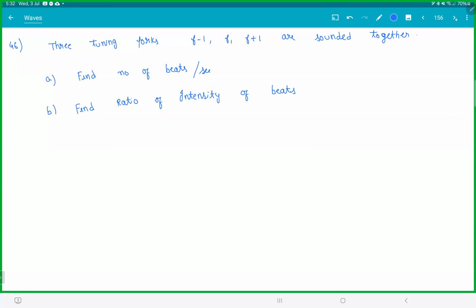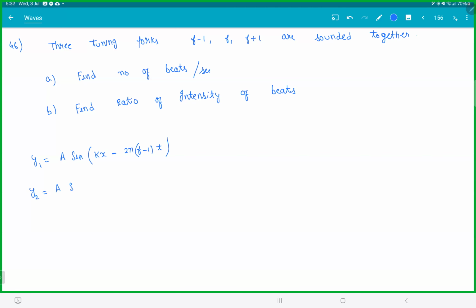Now, let's see how to do this. We have three tuning forks oscillating at the same time. So let's start with this. Let the equations be y1 is equal to a sin(kx minus 2π(f minus 1)t). Omega is 2πf.